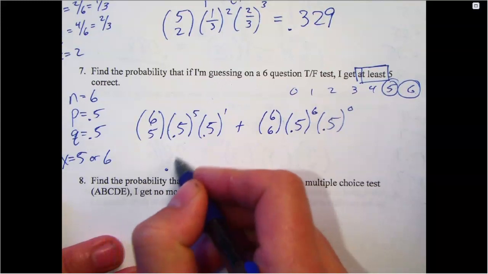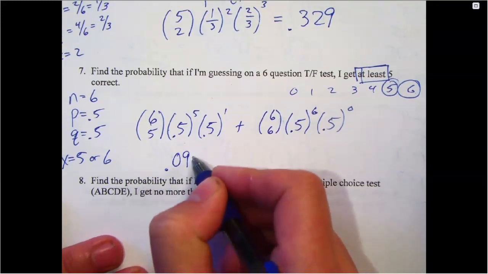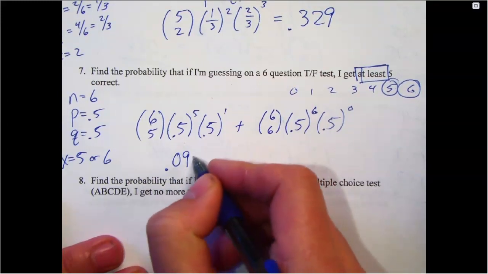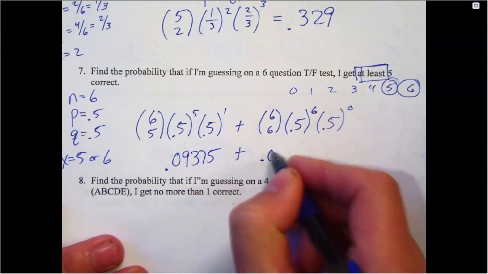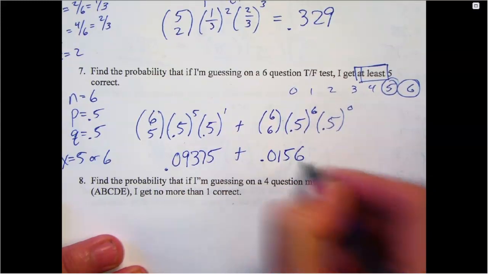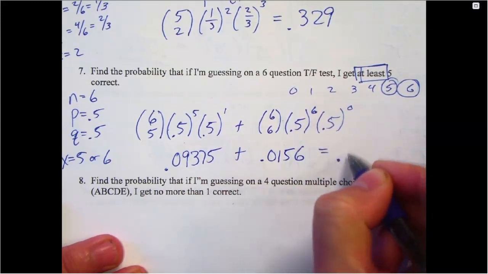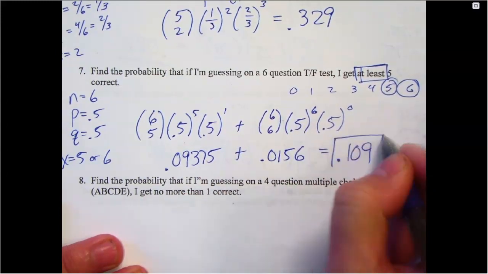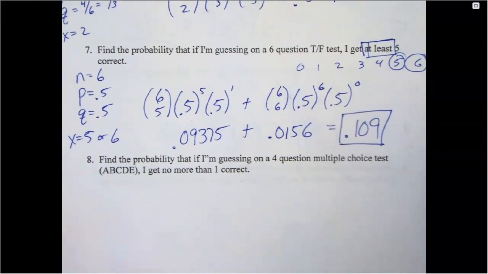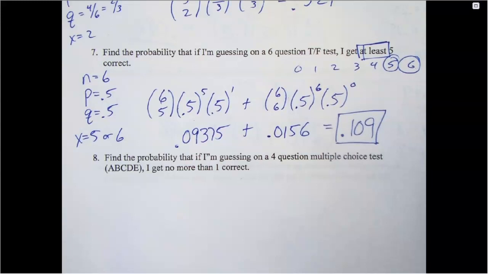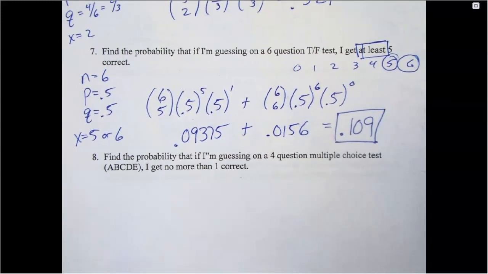So I got this 0.09375 here. And then 0.0156. That's 0.109. Agree? Are you there yet? So if you disagree, you've got it.